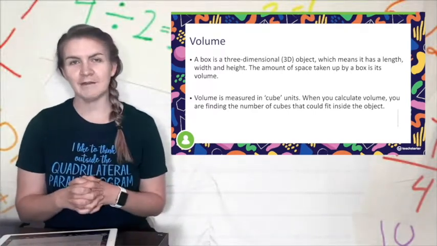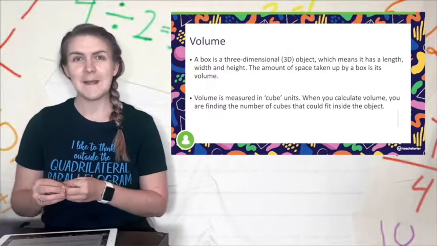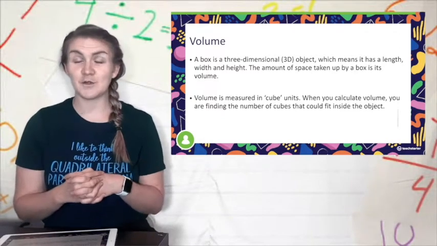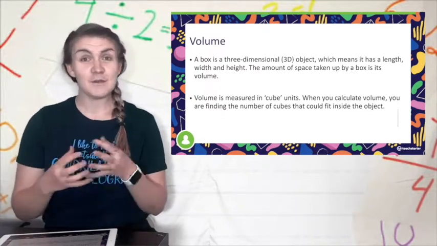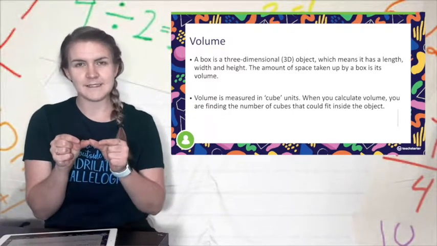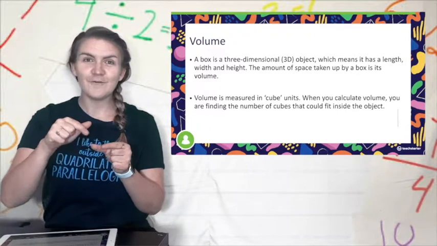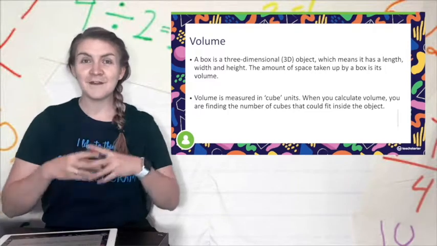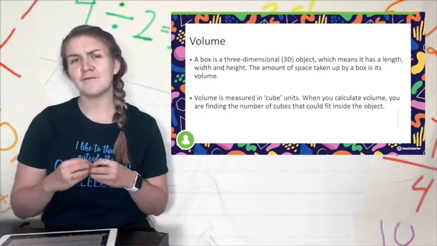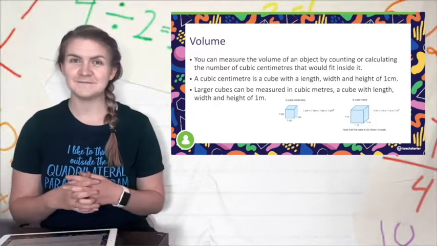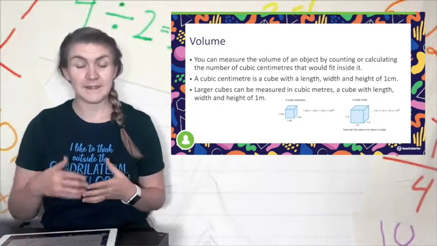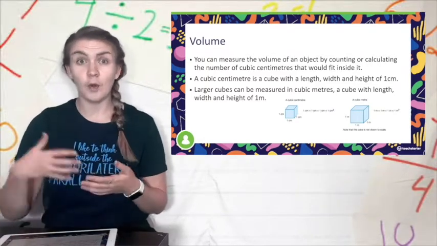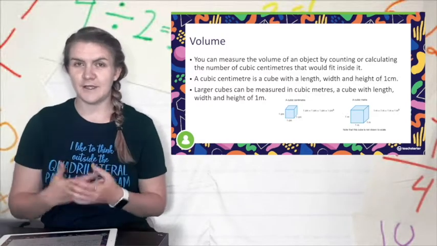Just like when we're doing area, we talked about square centimeters, meaning a centimeter by a centimeter in a square. When we're doing volume, we talk about cubed units. So if we were using centimeters, it'd be a centimeter by a centimeter by a centimeter high as well, forming a little cube that is 1 centimeter big. Just like area, when we're finding volume, we're just calculating how many of those cubes will fit inside the object. So we can measure the volume of an object by counting or calculating the number of cubic centimeters or meters or kilometers that will fit inside an object.